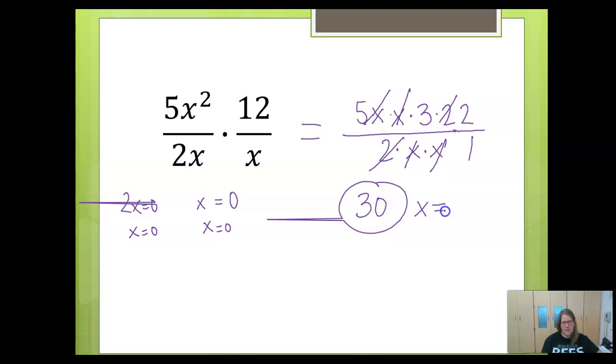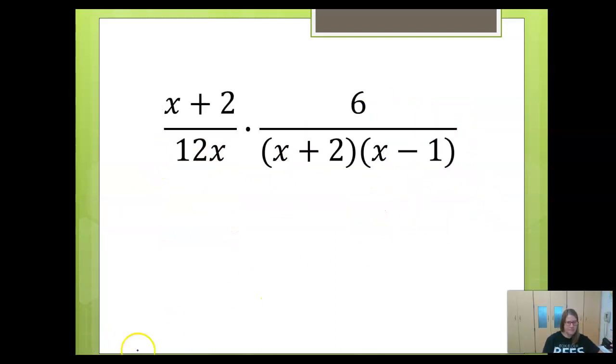And so I don't need to write the answer twice. I can just write my simplified version of the rational expression. And even if all of the x's cancel out, I still need to write what x cannot equal. So x cannot be 0. Okay? So even though it happened twice for each denominator, I only need to write it one time.